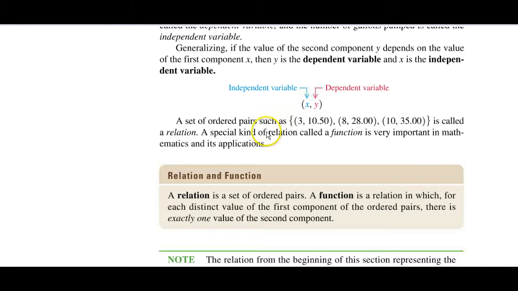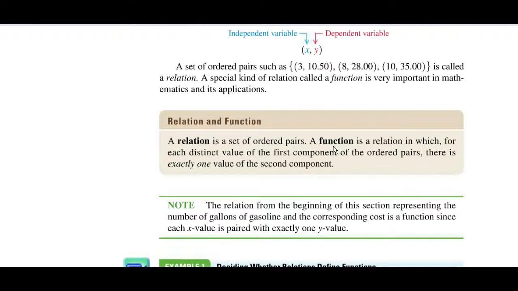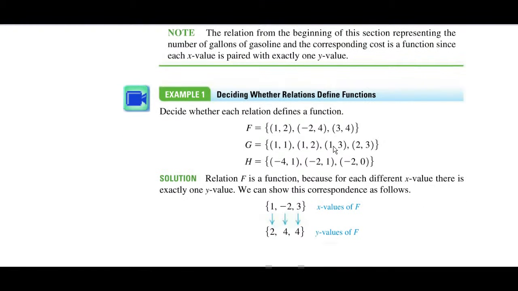Now, there is a special relation that we call a function. And in a series of ordered pairs, a function is such that the x element is only used once in the series of relations. So let's take a look at this. In example 1, it's to decide whether these are a function or not. Well, let's take a look at them.